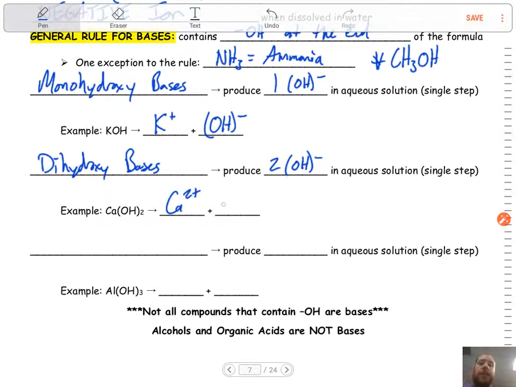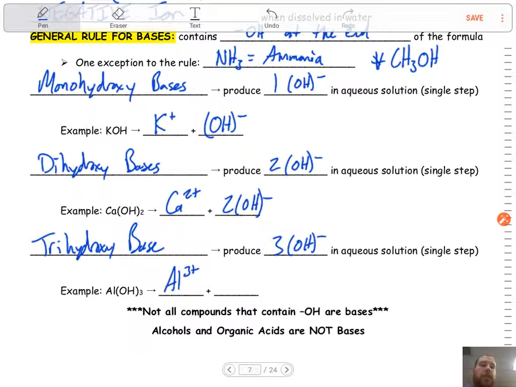So Ca2+, and we would have two hydroxide ions. Sorry, that should be on the outside. Remember, your charge should always be on the outside of your parentheses because it's shared throughout the entire substance. And the last one is going to be a trihydroxy base. It's going to produce three hydroxide ions in solution. Again, single step because these are ionic compounds. So aluminum is going to be 3+, and you would have three hydroxide ions.